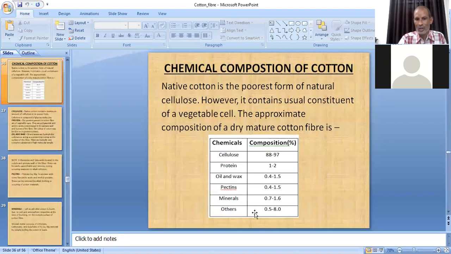So in this way, we can divide the composition of chemicals within the cotton fiber. And we will take a little bit of detail about these chemicals like cellulose, protein, oil and wax, pectins, minerals in the next slides.